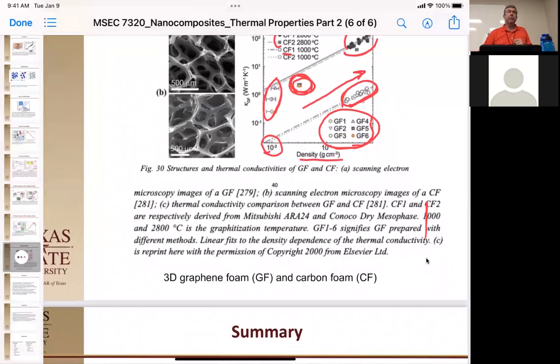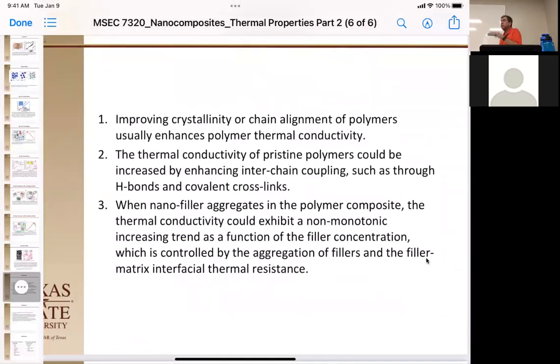Okay, so that brings me to my summary. From this paper, we got that the improved crystallinity or chain alignment of the polymer enhances the thermal conductivity. We also saw that the thermal conductivity could be enhanced by interchain coupling through hydrogen bonds or crosslinks. In composites, the thermal conductivity could exhibit non-monotonic trends with filler concentration. It's going to go up and then come down because of aggregation. So stopping aggregation of those fillers, or looking at the filler matrix interfacial thermal resistance, we talked about that quite a bit today.